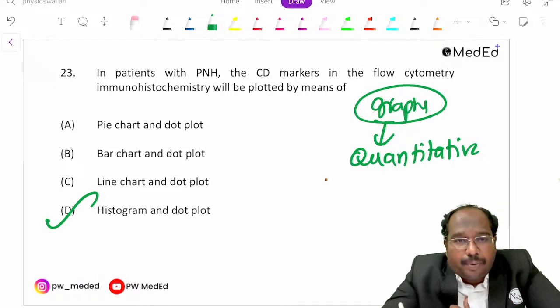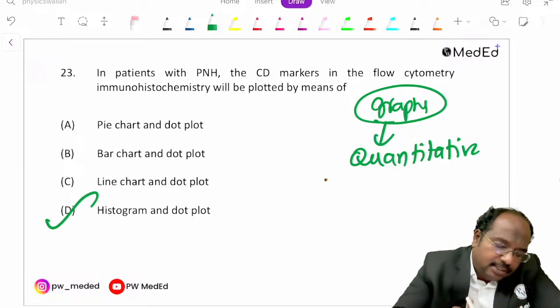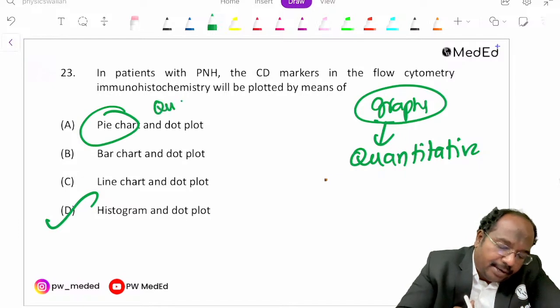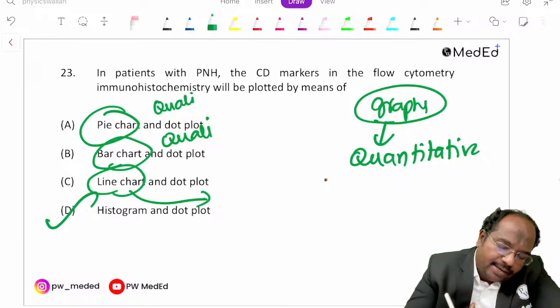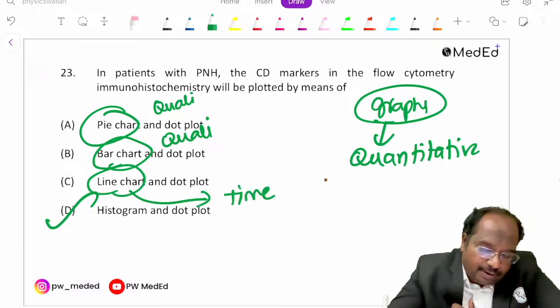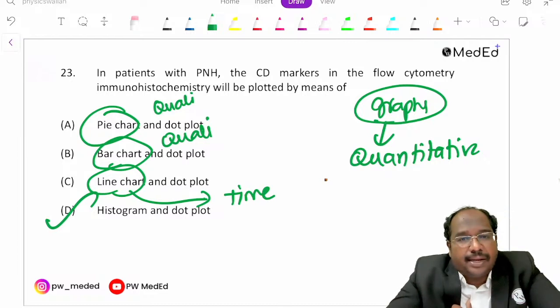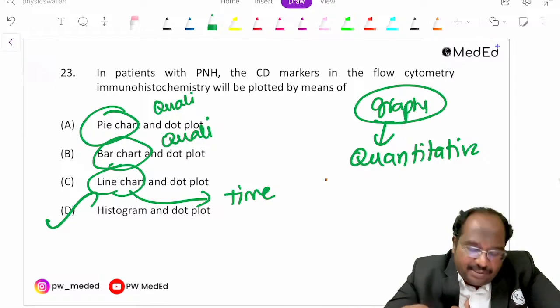Histogram and dot plot. Okay, look here. This is a pie chart: qualitative data. Bar chart: qualitative data. Line diagram means you require time. Time is required for a line diagram. So those things we can't take. The pie chart is qualitative data, bar chart qualitative, line diagram means time.